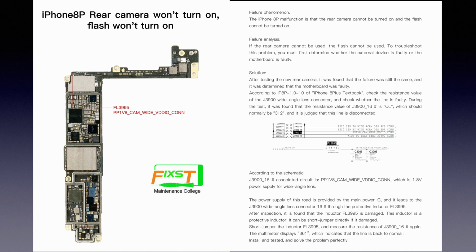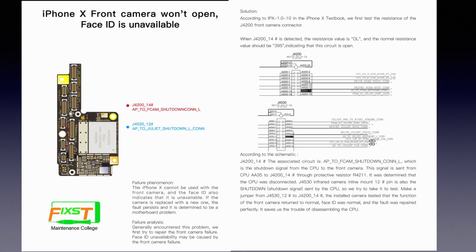This inductor is a positive inductor, so we can make a short jumper across it. After we make a jumper across the 2 pins of the inductor and measure with the multimeter, the value is 361. So it means that this line has become normal. So we install and test. This problem is finished. Okay, showing you the next case.